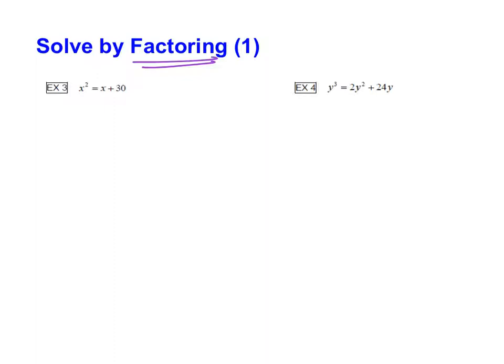So first thing you want to do when you're solving is you want to get everything on the same side of the equal sign. If it's possible, your highest exponent, let's have that be a positive term. It just makes the factoring easier. So I want to get this x plus 30 over to the other side. So I'm going to subtract x from both sides, and I'm also going to subtract 30 from both sides. So I'm kind of doing that all at the same time. Our equation becomes x squared minus x minus 30 equals 0.